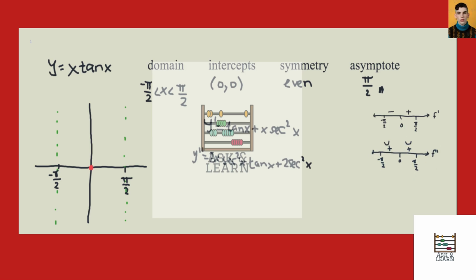So what we know is that before 0, it's decreasing, and then when it hits 0, it's increasing, and it's always concave up. So we know that it's going to look something like this. It's going to be decreasing, hit our intercept, and then increase, and it's always going to be concave up.